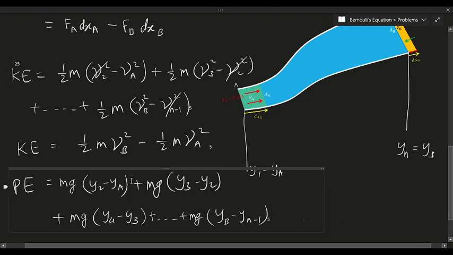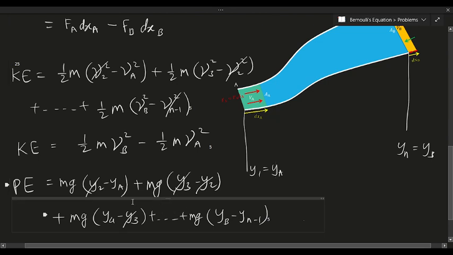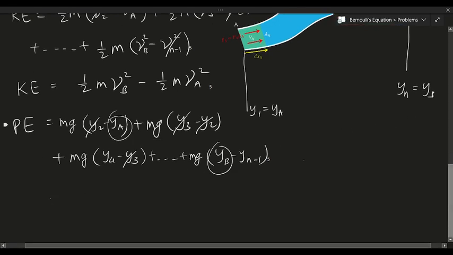Here also similar cancellation occurs. Y2 is negative here, Y2 is positive here. Similarly, Y3 negative here, Y3 positive here. In this way cancellation occurs, and only two elevations survive: one is Ya, another is Yb. This Yn minus 1 will cancel with the Yn minus 1 in the previous term, which I have not shown. So finally, after making all these cancellations, we get the potential energy change for the whole liquid mass as mg into (yb minus ya).